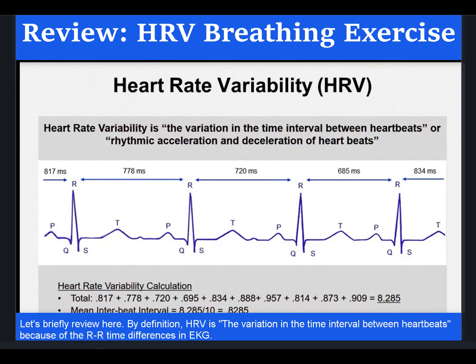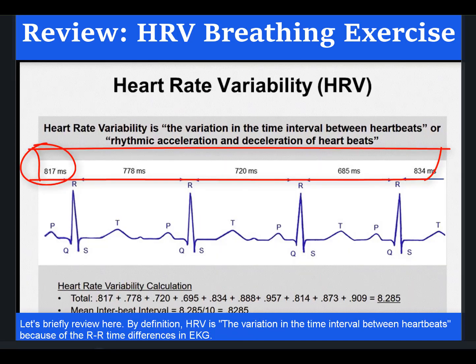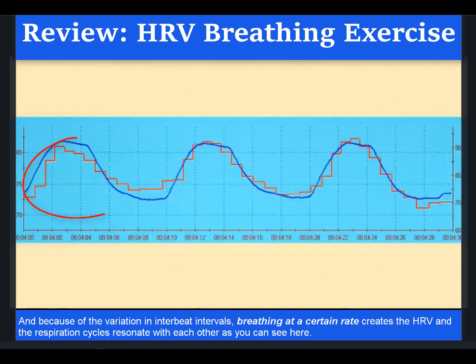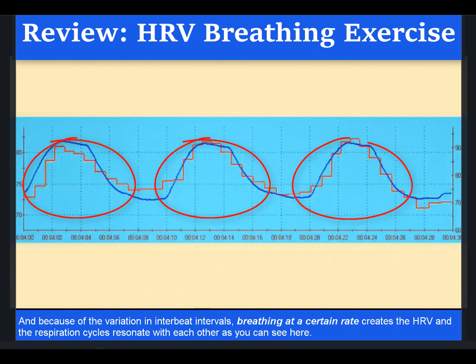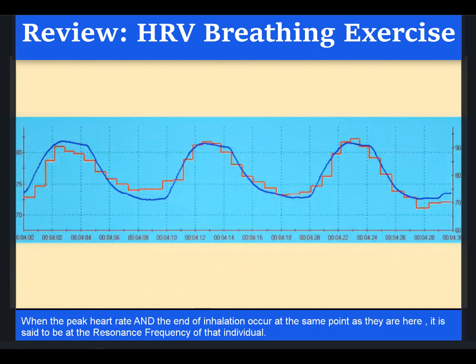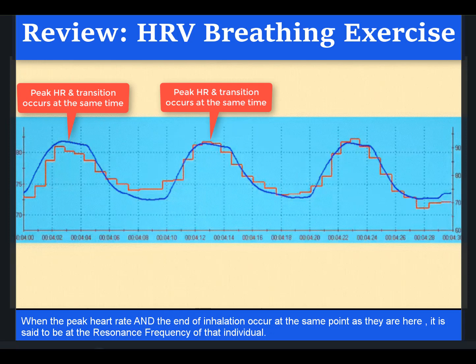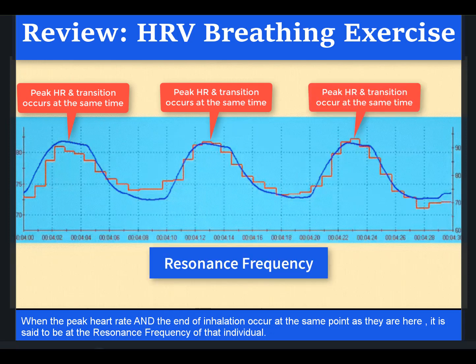Let's briefly review here. By definition, HRV is the variation in the time interval between heartbeats because of the R2R time differences in EKG. And because of the variation in interbeat intervals, breathing at a certain rate creates the HRV and the respiration cycles resonate with each other, as you can see here. When the peak heart rate and the end of inhalation occur at the same point as they are here, it is said to be at the resonance frequency of that individual.